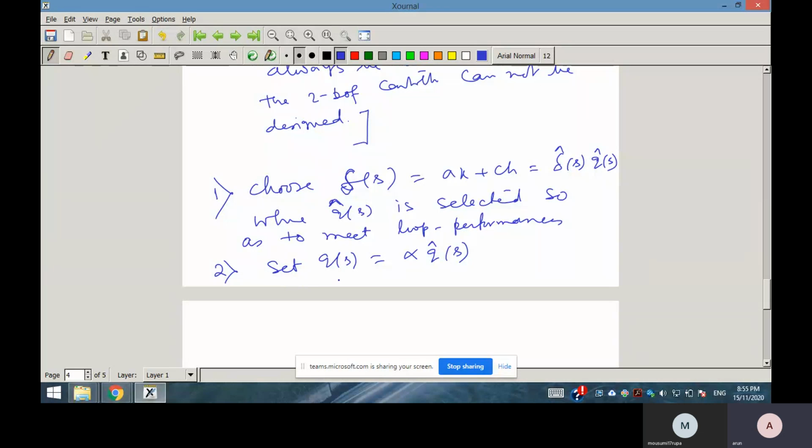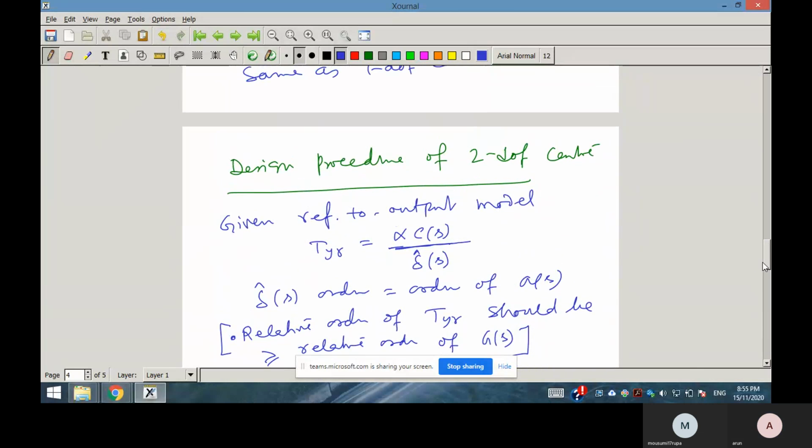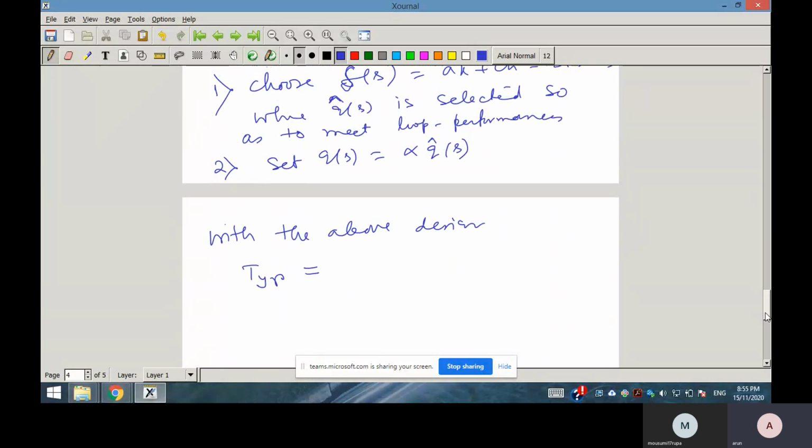Then ultimately QS equals alpha into Q hat. Now the question is why we set it like that. If you do it like that, with the above design, what advantage will you get? What will be the TYR transfer function? You can easily prove that. Now I will prove whether with this setting I am getting this transfer function or not.